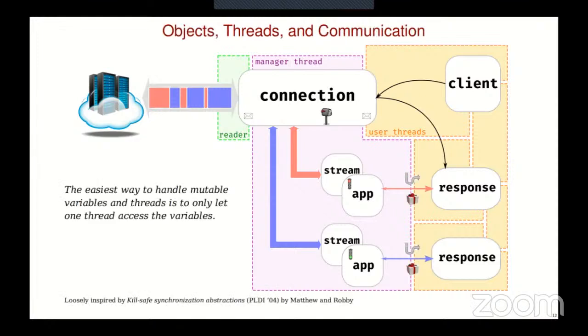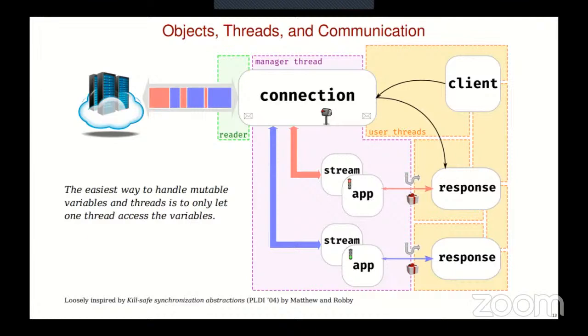And the reason for that is connections contain mutable state, and the easiest way to manage mutable state in the presence of multiple threads is to only let one thread have access to the mutable state. So all of the mutable state in connections and also the stream objects is only ever accessed by the manager thread. And the reader and user threads communicate with the manager thread through special thread communication primitives.